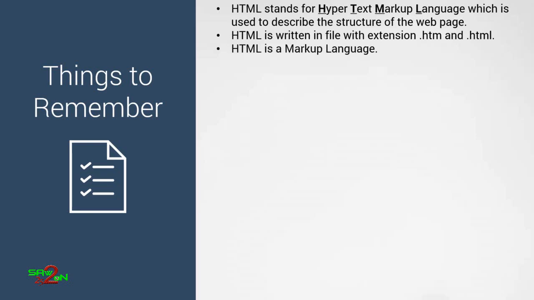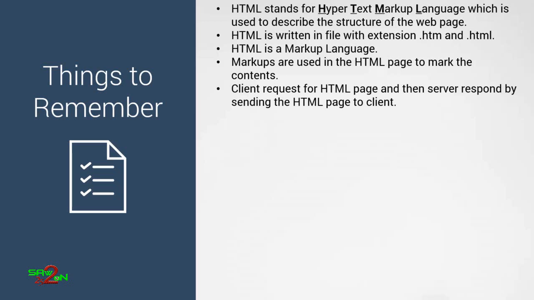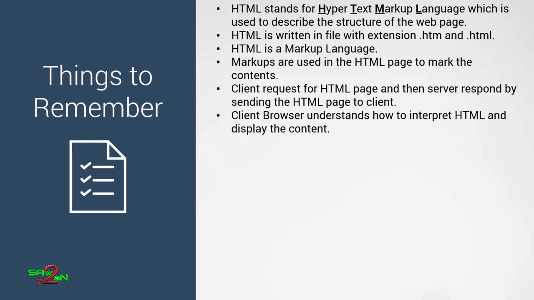HTML is basically a markup language. Markups are used in the HTML page to mark the content. So when we write the paragraph tag, h1 tag, you see all those markups that we have written in the HTML page. Client requests for an HTML page and then the server responds by sending that HTML page to the client. This we have seen in the example of how client-server technology works. And when the client browser understands how to interpret the HTML language, it actually displays that content.